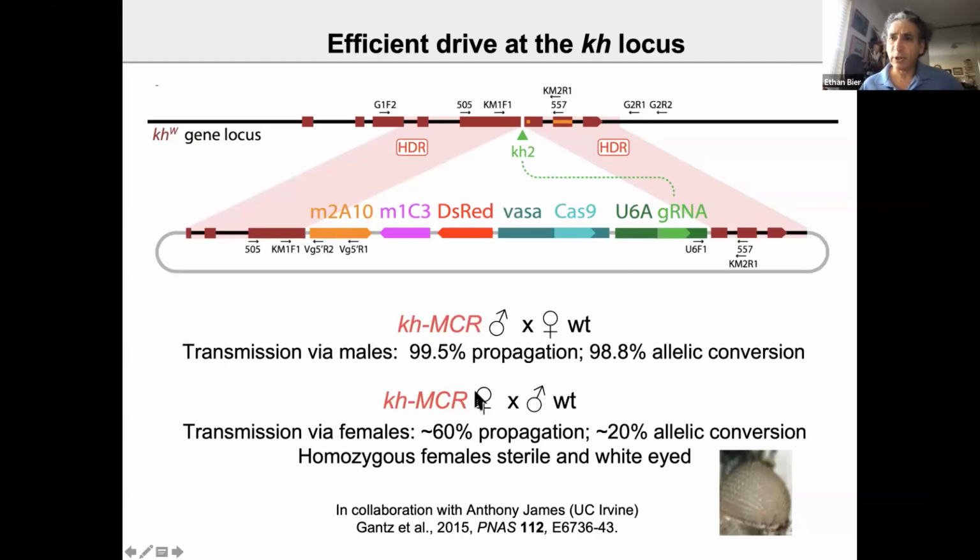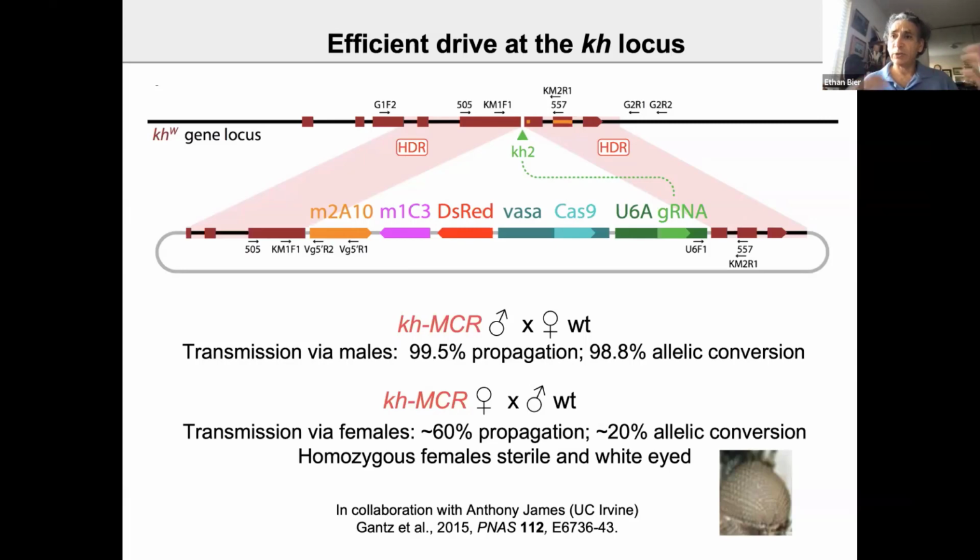And in the first prototype version that we published, it worked very well through males, but it didn't work so well through females. And the essence of why it doesn't work so well through females, which is an important conceptual feature of the gene drive field, is that in females, the Cas9 and the guide RNA complex persists from the mother into the egg.